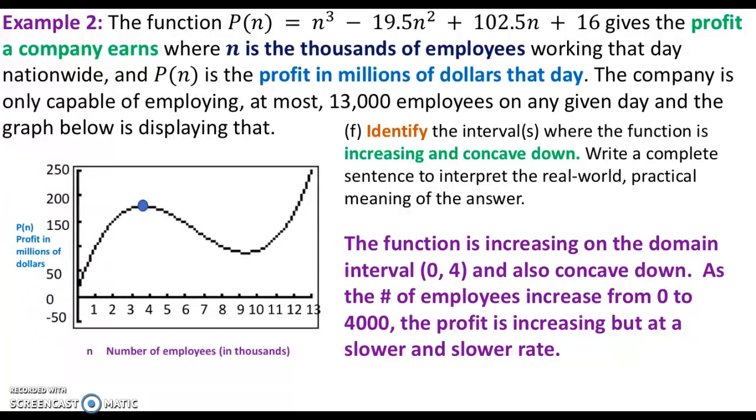So as the number of employees increases from 0 to 4,000, the profit is increasing, but being concave down, it is increasing at a slower and slower rate. So over here, you can see the curve is rising pretty fast. It's pretty steep over here. But then the curve is increasing, but not by that much every time as we move closer and closer to 4.